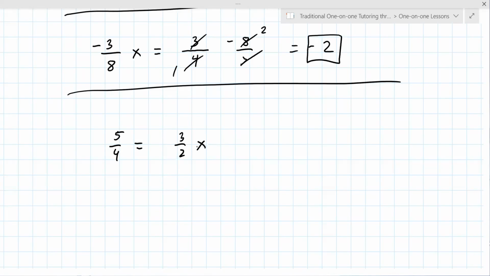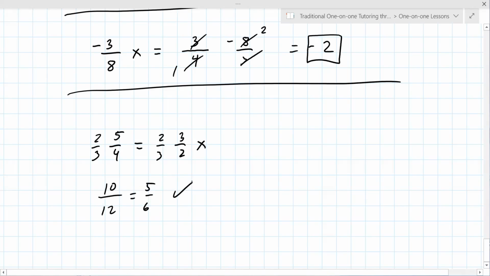Is it 5/6? So you multiply both sides by 2/3, which gives you 10/12, which is 5/6. Yes. All right, cool.